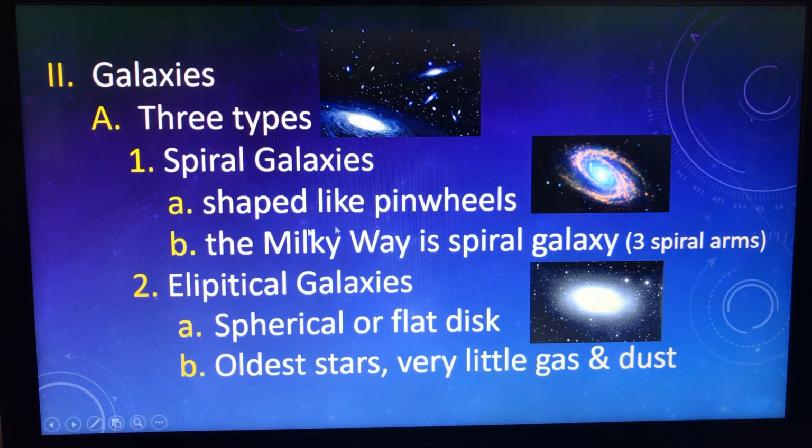Another type, that's this one up here, by the way. This is a spiral. If I look down here, this is known as an elliptical galaxy. It looks like a spherical shape or a flat disk. We believe that the oldest stars are existing in these types of galaxies. One thing we know, there's very little gas and dust, and gas and dust often indicates new stars.